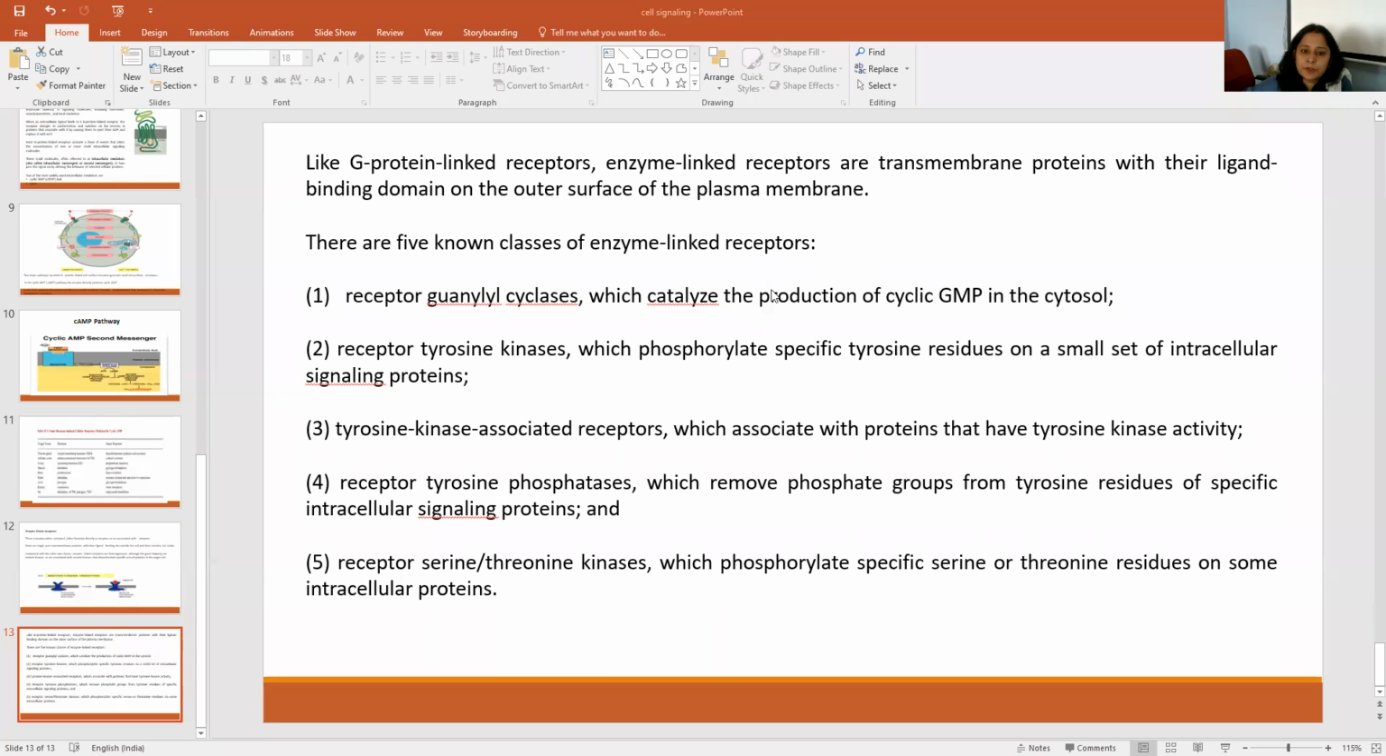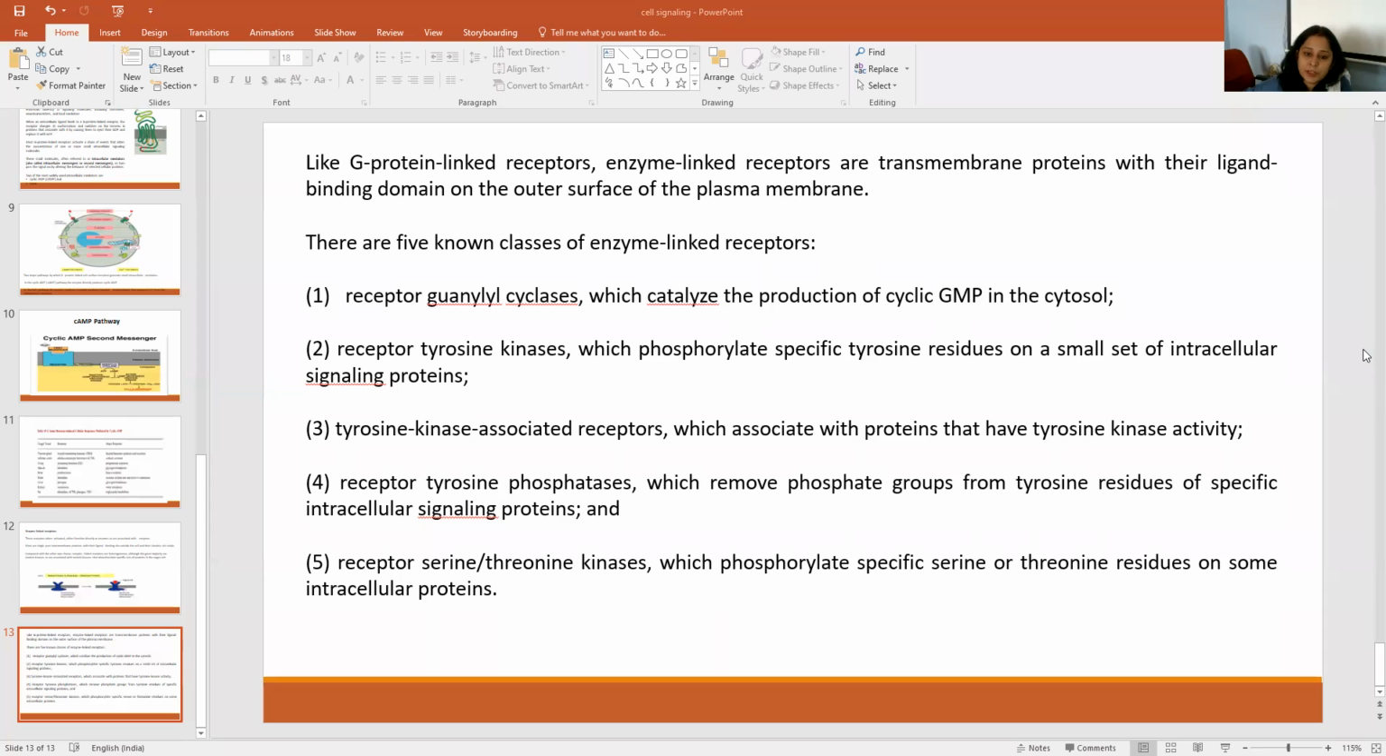Like G protein linked receptors, enzyme linked receptors are also transmembrane proteins with their binding domain on the outer surface of the plasma membrane. Now, there are 5 known classes of enzyme linked receptors. These are receptor guanylyl cyclases, which catalyze the production of cyclic GMP in the cytosol.